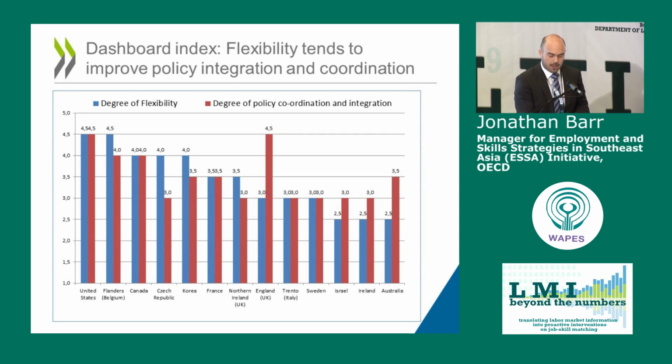And another interesting finding from this study that we've been doing the last 4 years is that we actually see a positive correlation between the level of flexibility and the degree to which the employment services work in partnership with other stakeholders at the local level. And you can see that here on this graph. So we have the blue bar is the degree of flexibility, which is the same values from the previous slide. And then the red is the degree of policy coordination and integration.